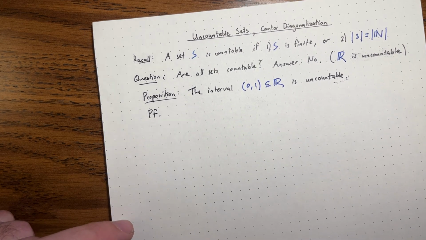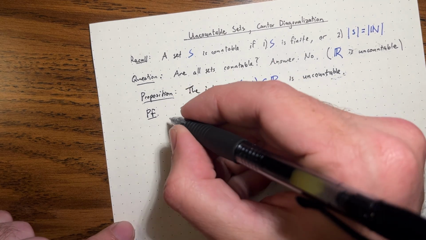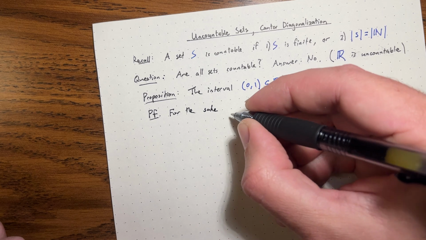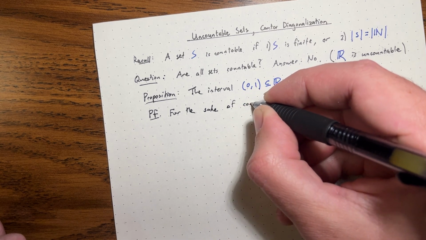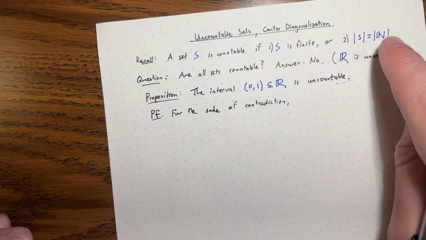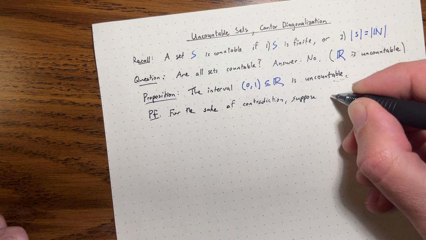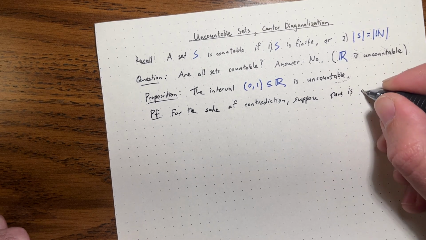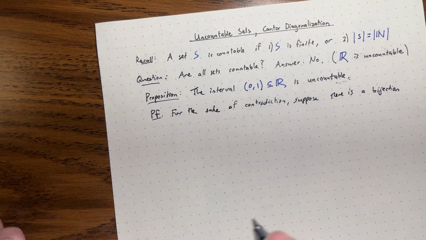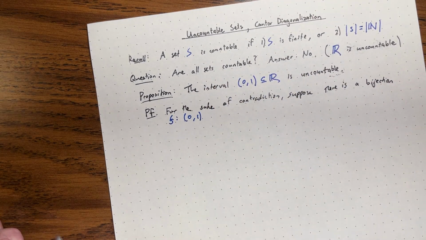And so when you're in that situation, often you want to try a proof by contradiction. So for the sake of contradiction, since it's hard to prove directly, we want to try contradiction. And the reason is, what would it mean if we contradict this? It'll mean, suppose there is a bijection. So suppose there is a bijection from my interval 0 to 1 to the natural numbers.